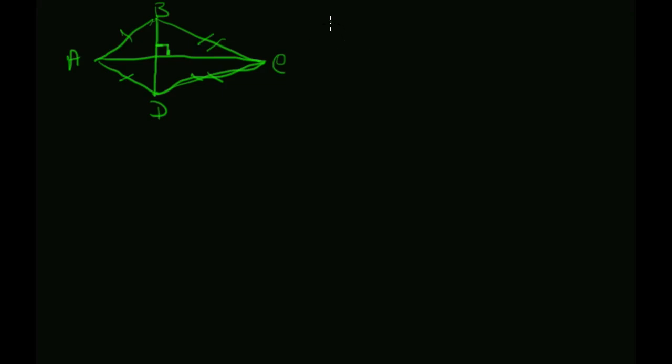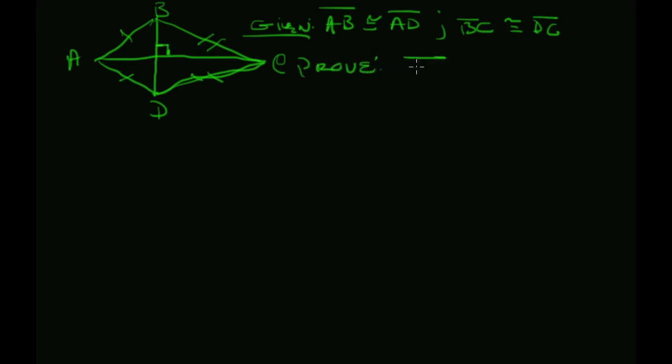So we're going to say that I have this kite, and I'm going to say that AB is congruent to AD, and I'm going to say that BC is congruent to DC, so that's what I'm going to be given in this situation. And I want to prove that these two diagonals, BD and AC, are in fact perpendicular.